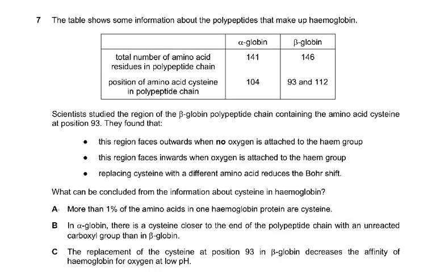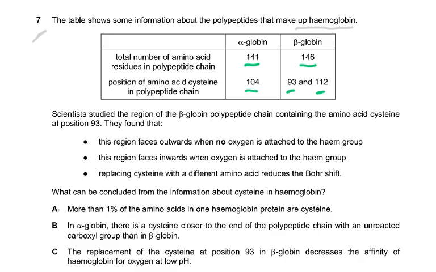Question 7. The table shows some information about the polypeptides that make up hemoglobin. Total number of amino acid residues in the polypeptide chain: alpha globin is 141 and beta globin is 146. And the position of the amino acid cysteine in alpha globin is 104. Position means 1, 2, 3, 4. And in the beta globin, the positions of cysteine are 93 and 112.